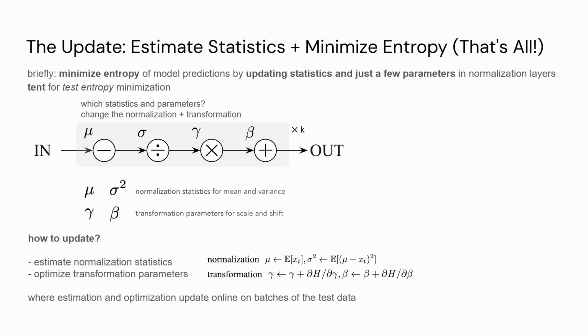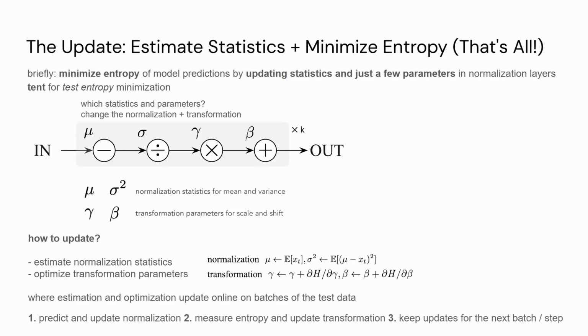And these updates of both the statistics and the parameters are going to be online. Every time we get a batch, we make a prediction, we make an update. That's to say, we predict, update the normalization going forward. We have our entropy, which we can measure from the predictions alone. We don't need any side channel information. We don't need a human in the loop. We don't need a label. Now we can update the transformation.